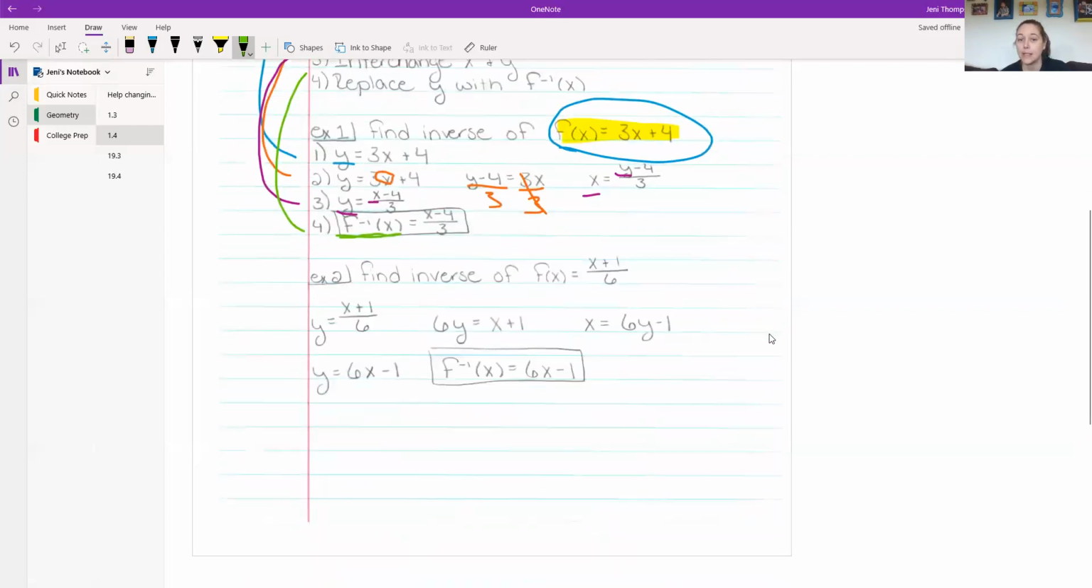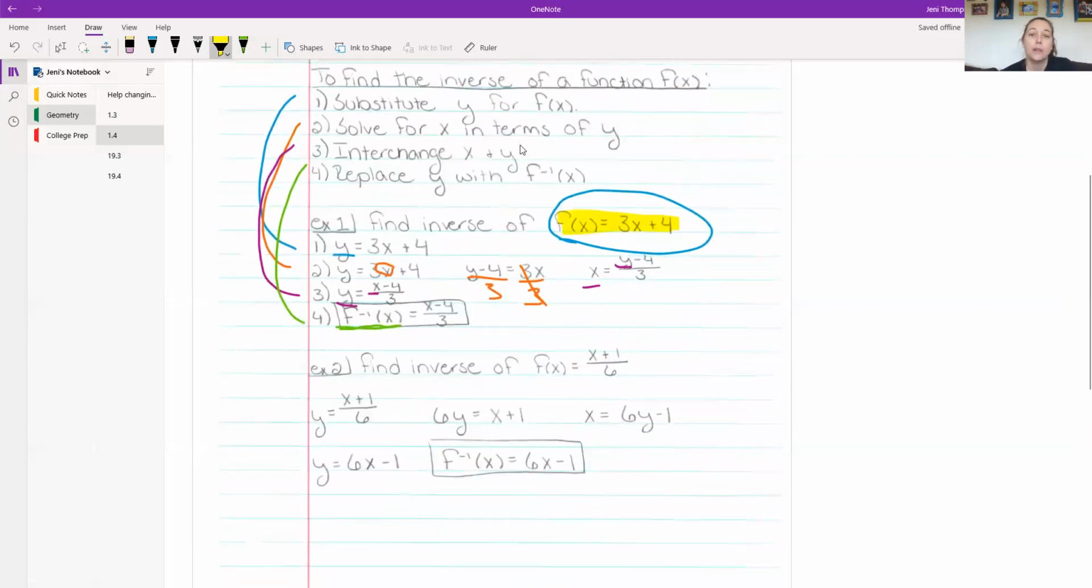And then I've got another example here for you. So find the inverse of this. First, by step one, I need to substitute y for f of x. That's right here. And then I need to solve for x. So multiply both sides by 6. That gives me 6y equals x plus 1. Then I need to subtract that 1 to get my x by itself. So that gives me 6y minus 1 equals x.